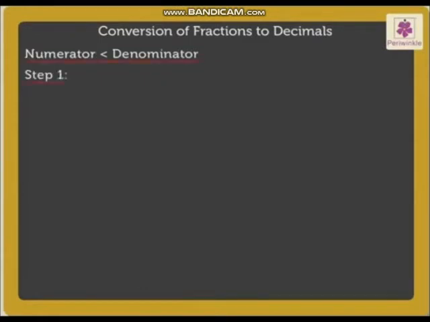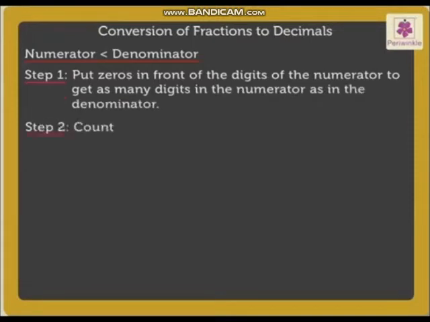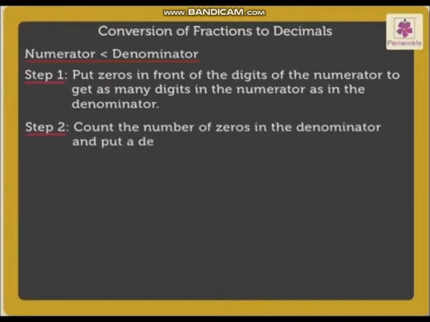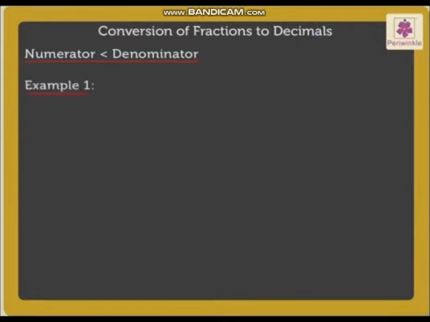To convert this, step number 1, put zeros in front of the digits of the numerator to get as many digits in the numerator as in the denominator. Step 2, count the number of zeros in the denominator and put a decimal point such that the decimal places are equal to the number of zeros. For example, 9 upon 100.